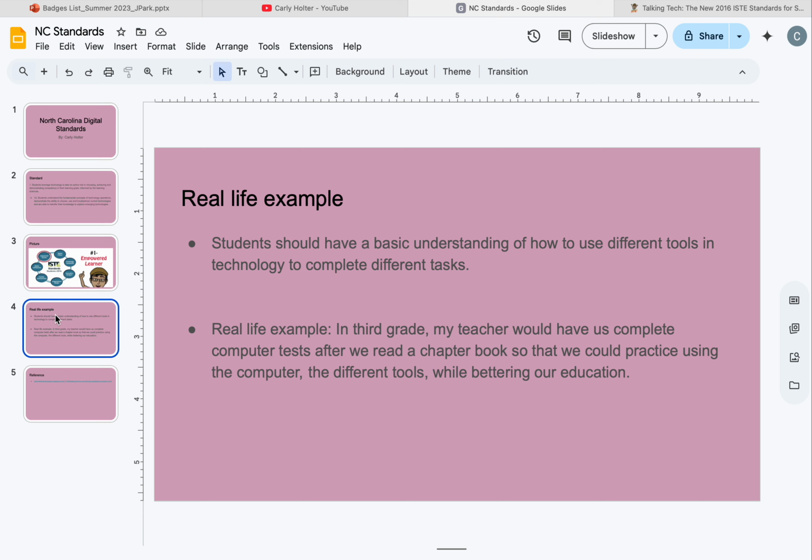Another example was, I didn't write this down, but we also took computer class in elementary to learn how to type, and they would give us a task and we would have to go on the computer and figure out where to go and how to complete the task. So I thought that was also a really good example of learning young how to navigate technology and complete tasks using different websites, like Google Slides, Google Docs, different things like that. So that was also another real life example I thought of.